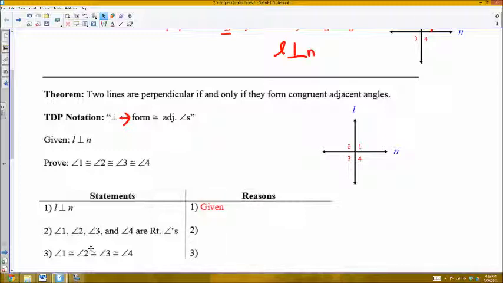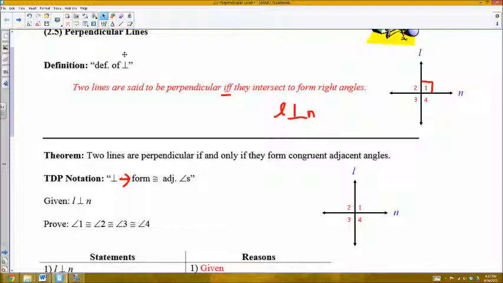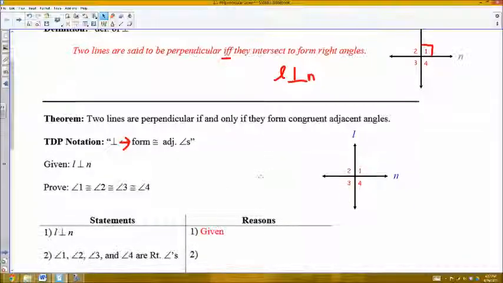That's the hypothesis of my theorem. Secondly, angle 1, 2, 3, and 4 are right angles. Well, that's not blatantly obvious, but recall we just went over what the definition of perpendicular was, which says if two lines are perpendicular, then they intersect to form right angles. So since I know those two lines are perpendicular, L and N, I can conclude that each of those angles are right angles, and that's the definition of perpendicular. So that's one way we can see that definition used in a proof.